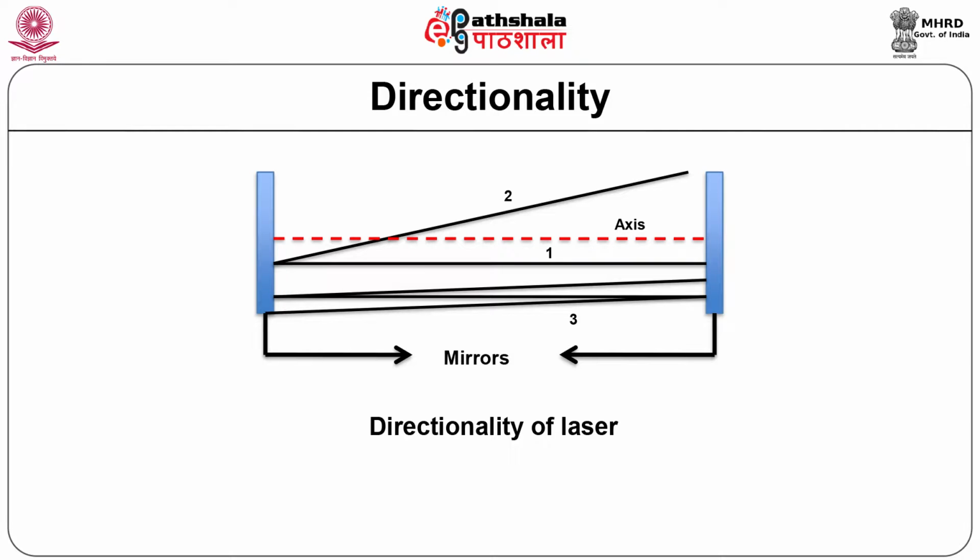For a laser, a typical value of divergence is about 10 raised to minus 3 radian. It means for every 1 meter, the beam spread is less than 1 millimeter.